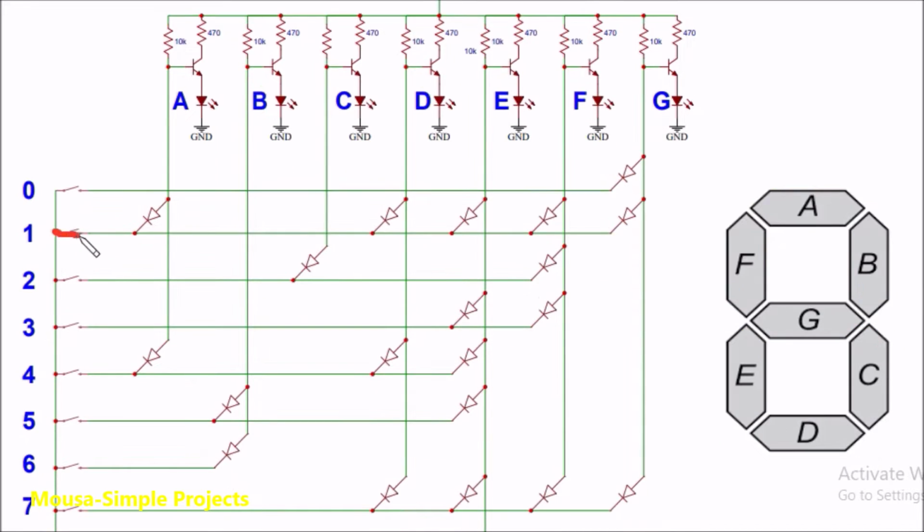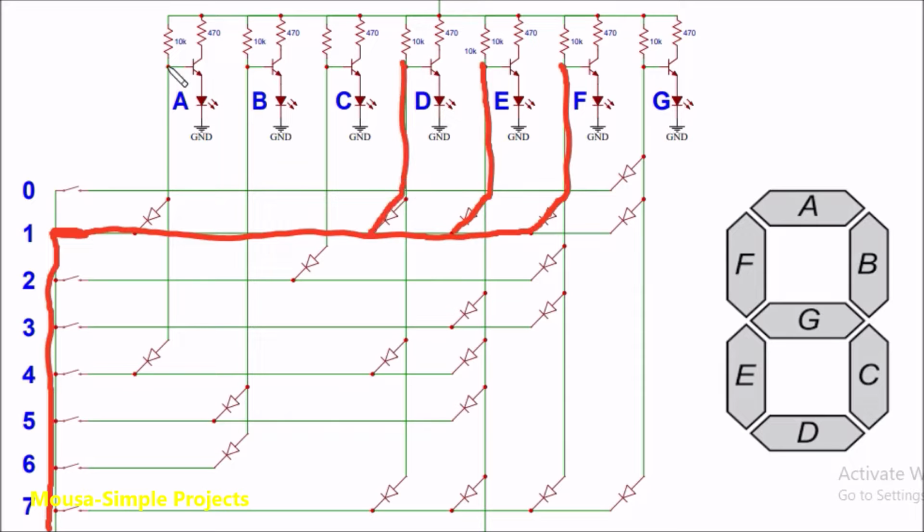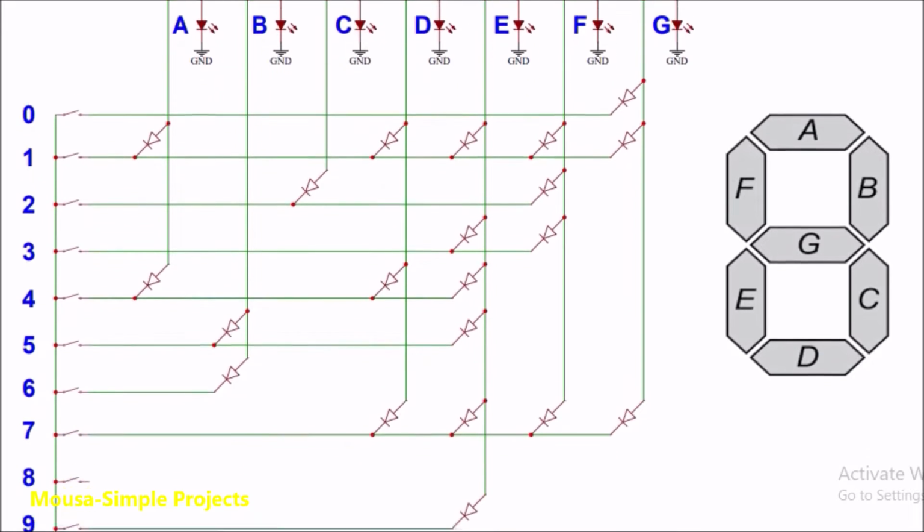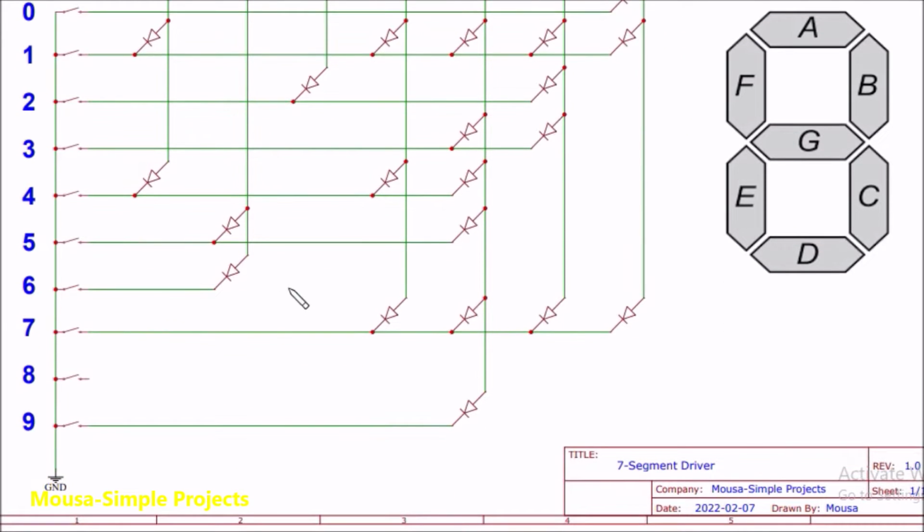To display number 1, however, you have to deactivate all segments except B and C. So again, we connect the base of these transistors to the ground through diodes. And so on, we do the same thing for other numbers. The switch number 8 is not connected to anywhere because we don't need to deactivate any transistor or segment.